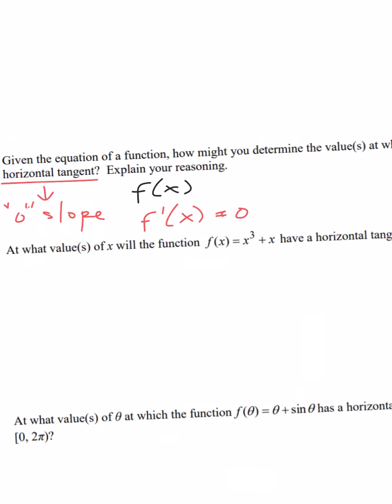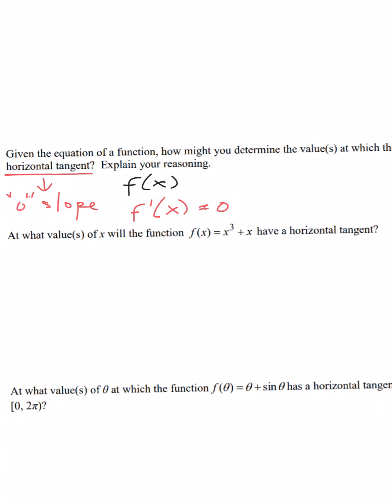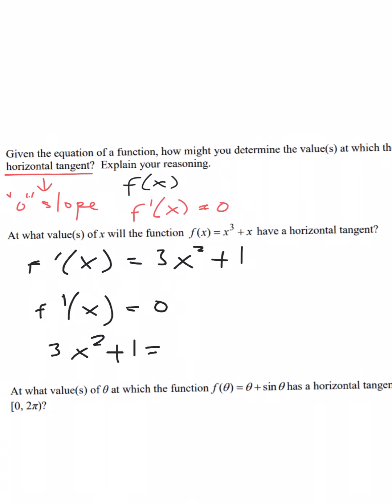In the problem below, it says at what values of x will the function f of x equal to x to the third power plus x have a horizontal tangent? I have to take the derivative of this function. So f prime of x would equal 3x squared plus 1. Then f prime of x equal to 0 is where I would find the x values that will give me a horizontal tangent. So I would take 3x squared plus 1 equal to 0.